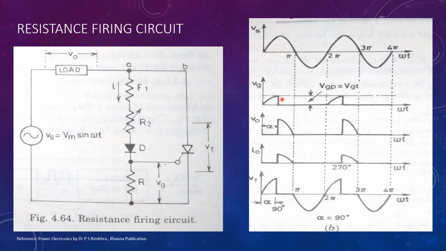At omega t equal to 90 degrees, the gate voltage just equals the gate trigger voltage VGT, so the SCR will turn on. Since the SCR turns on, the conduction shifts to the main circuit. Therefore, current flows through Vs, load, Vt and back. The control part of the circuit will be inactive. Therefore, the Vg part is shown as 0.